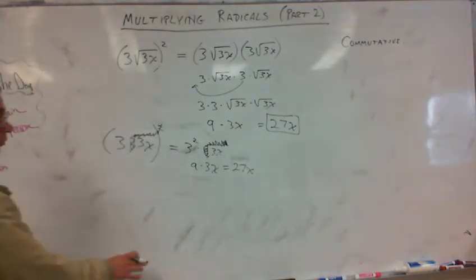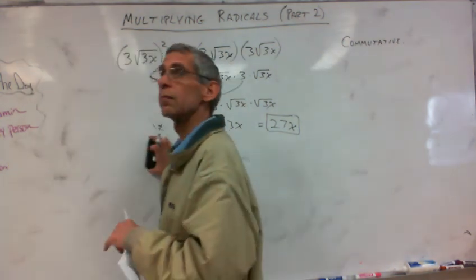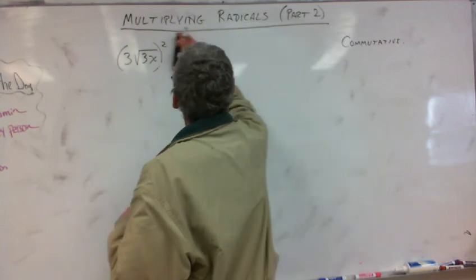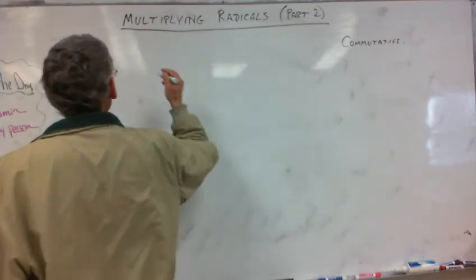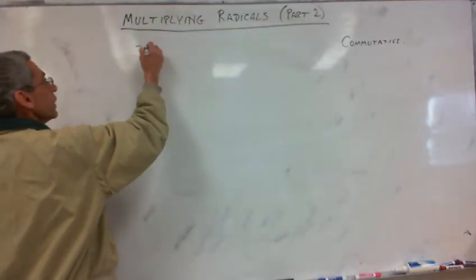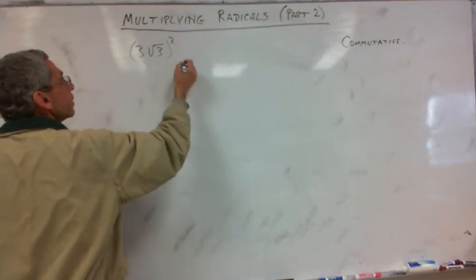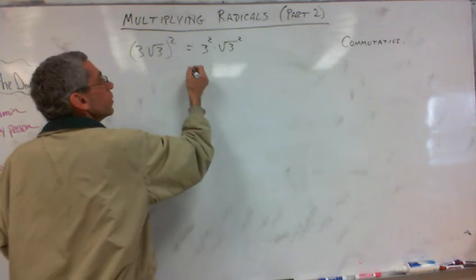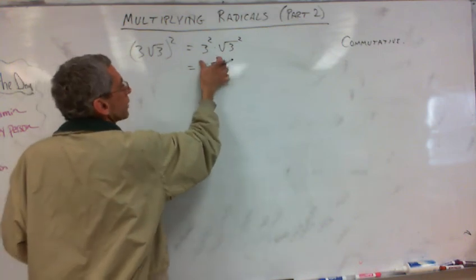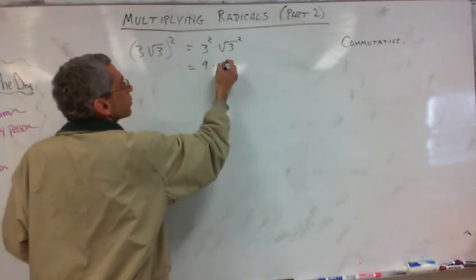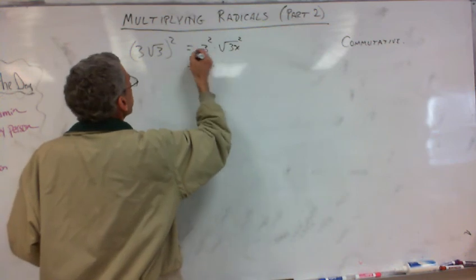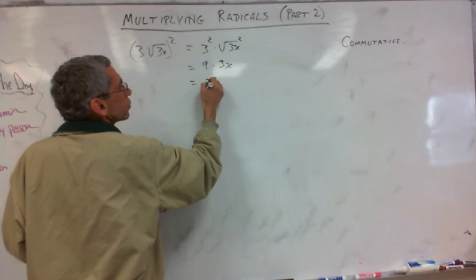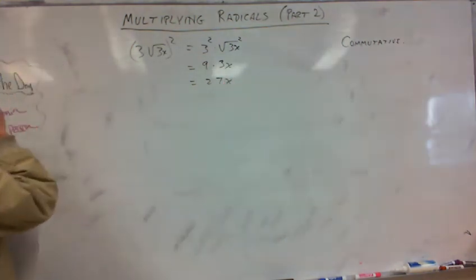Yes. All right, let's try a couple just to be sure we're sure. Where are we? Did I erase too fast? What did I do? I don't remember. I did 3 square root of 3x squared, which is equal to 3 squared times the square root of 3x squared, which is equal to 9 times 3x, which is equal to 27x, sorry. All right, so let's try another one.